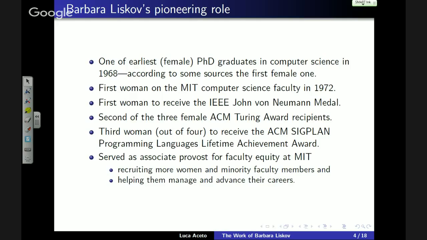But actually, she did have a family, and her son is also a computer scientist, a guy by the name of Moses Liskov, who also works at the Mitre Corporation today, doing work in security. And he's also a PhD graduate from MIT. So you can see trends in families here.